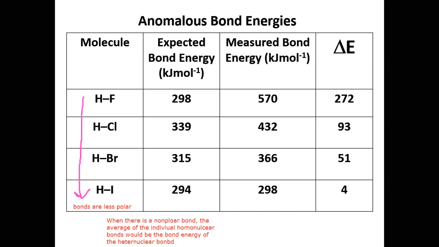And so again, what's happening as we go from HF to HCl to HBr to HI is that we're decreasing the polarity, where HI is actually a non-polar bond or close to it. So the less polar the bond is, the more likely that the expected bond energy is going to be similar to the measured bond energy. And that's why HI is very close to its expected bond energy, because HI is a non-polar bond.